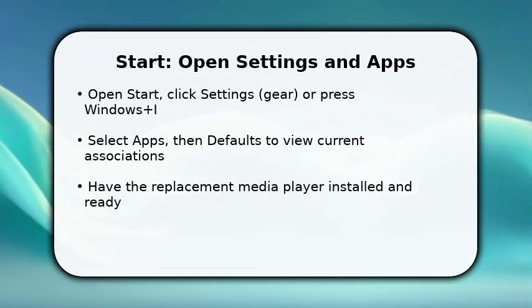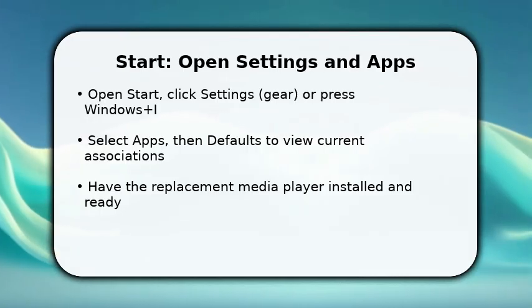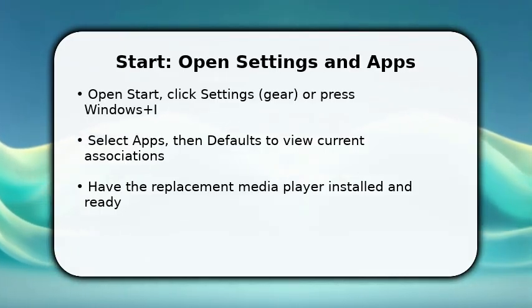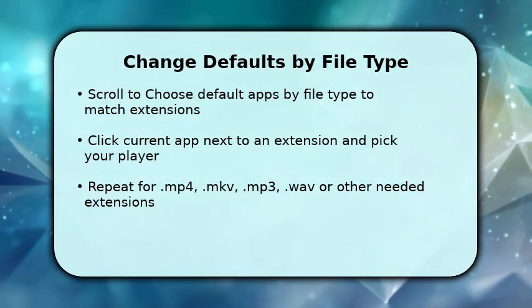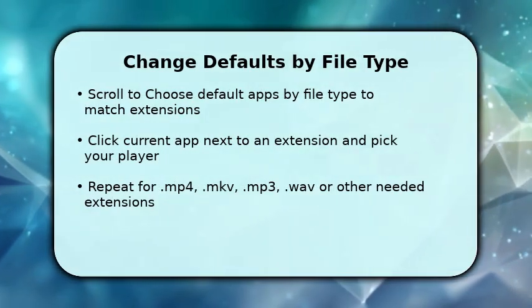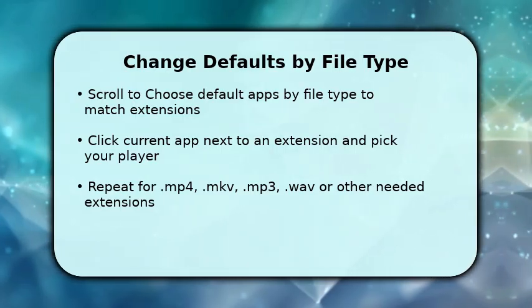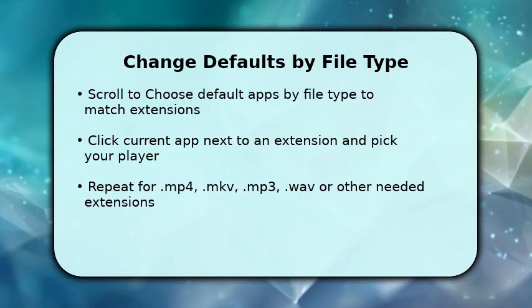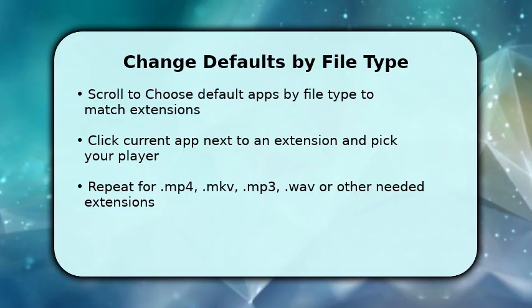Once done, you'll be ready to change the default for specific media types, which prevents unexpected apps from opening your videos or music. Now you change associations by file type. Scroll down and click Choose Default Apps by file type so each extension is visible. For each extension like MP4 or MP3, click the current app and select your preferred player from the list.